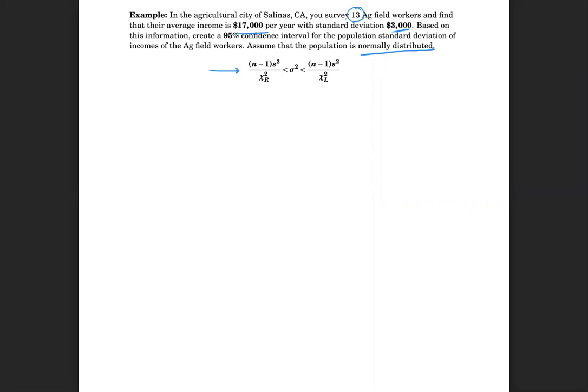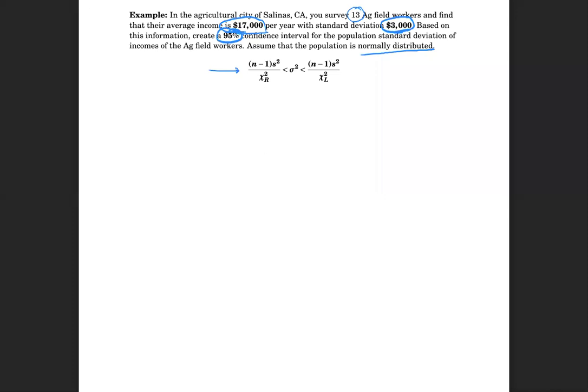So basically, you went to the field and asked 13 people, hey, how much do you make? And you found that their average is $17,000. And you also did the standard deviation calculation, and you found it to be $3,000. Now the question is, how do you create a 95% confidence interval for the population standard deviation?